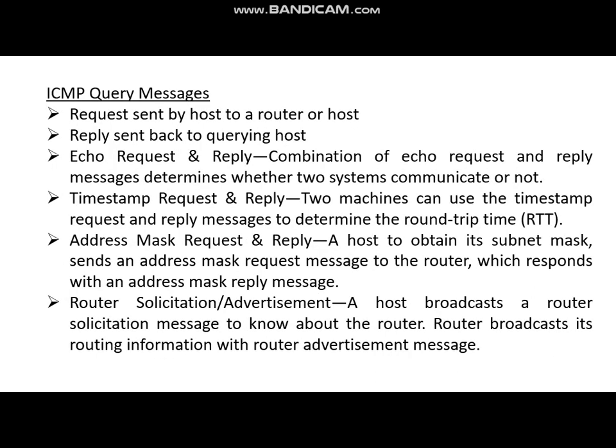ICMP query messages: a request is sent by a host or router, and a reply is sent back to the querying host. Echo request and reply: the combination of echo request and reply messages determines whether two systems can communicate or not. Timestamp request or reply: two mechanisms, timestamp request and reply messages, can be used to determine the round trip time. Address mask request and reply: a host that needs to obtain a subnet mask sends an address mask request message to the router, which responds with an address mask reply message.